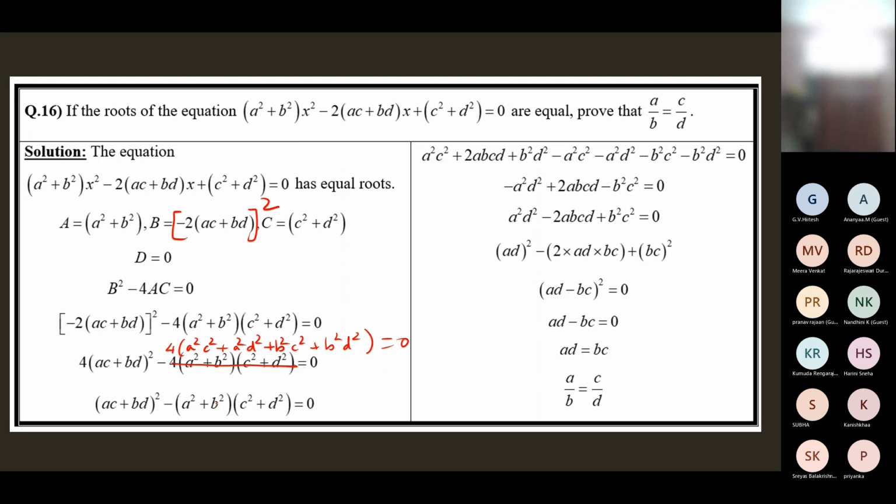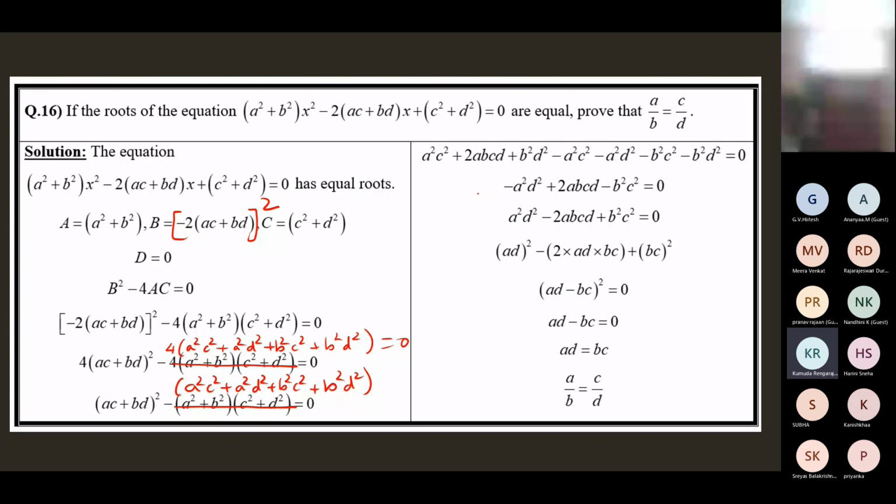No. Cancelling 4 and 4. You should divide. Write the same equation again and divide by 4 throughout. When you divide by 4 throughout, what will happen? AC plus BD the whole square, 4 and 4 will get cancelled. So AC plus BD the whole square, and then this product which we've already done: A square C square plus A square D square plus B square C square plus B square D square is equal to 0.